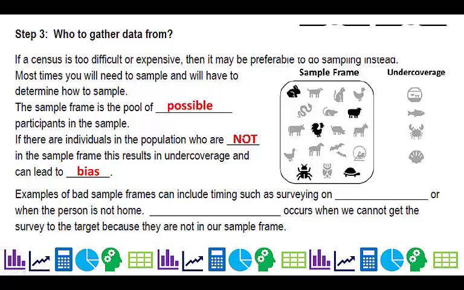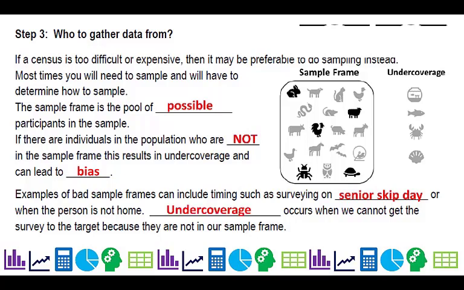So examples of bad sample frames can include timing, such as surveying on senior skip day. If I want to know prom ideas, don't do it on senior skip day. All the seniors are gone. Or if the person's not home. So, for example, I go knocking on doors during the workday, but I'm trying to interview people about their jobs.